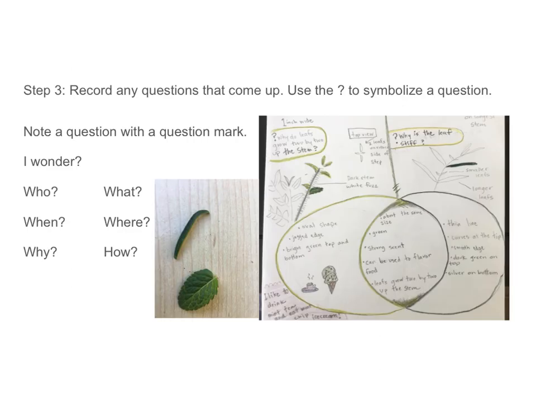Step 3, record any questions that come up and use the question mark to symbolize the question. Start with I wonder. If nothing comes to you, ask the following: who, what, when, where, why, and how. Give yourself time for these questions to come to you, and then just jot them down on your journal page.